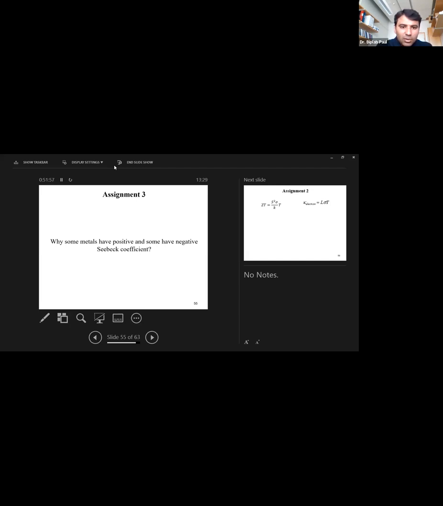So I got one question. As solar cells produce heat, how can thermoelectric materials be useful in solar cells?